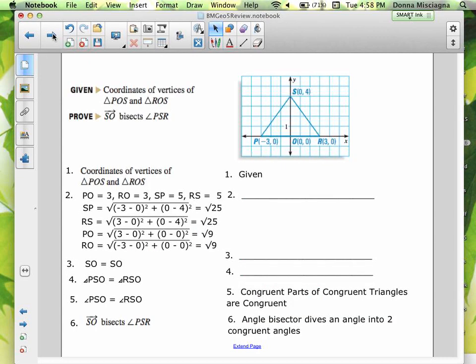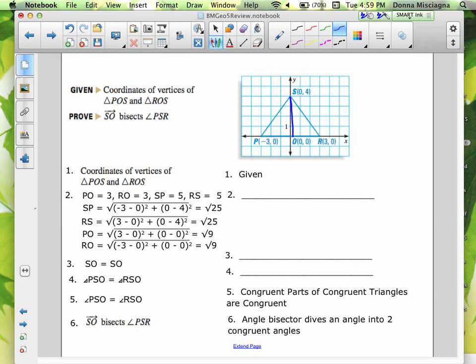All right, so here, a little bit different proof. And so there we can see we got our figure, and we've got some information here. And the first thing that we see in our proof, coordinates of vertices of triangle POS and triangle ROS. So there's two triangles there. I don't know if you notice it, but add that line and you can see the two triangles. And we know those, we have these triangles because we're given that information. We're given the coordinates of the triangles. That's part of the picture there.